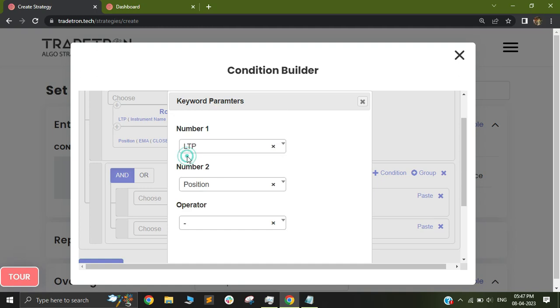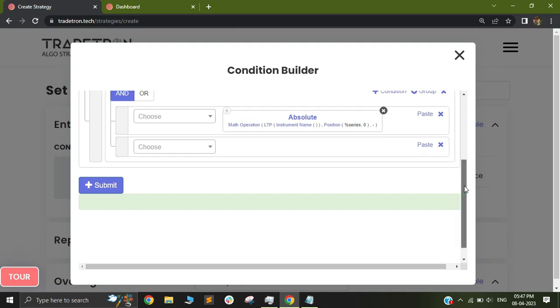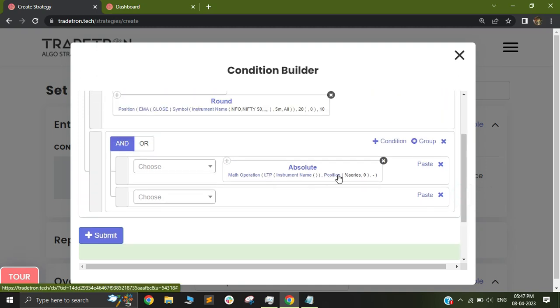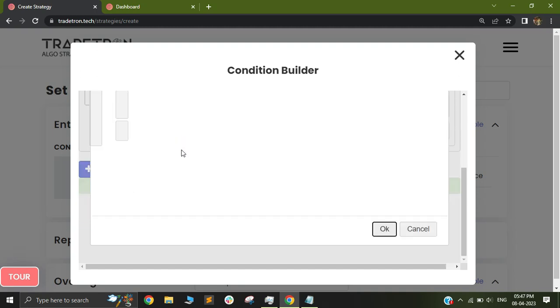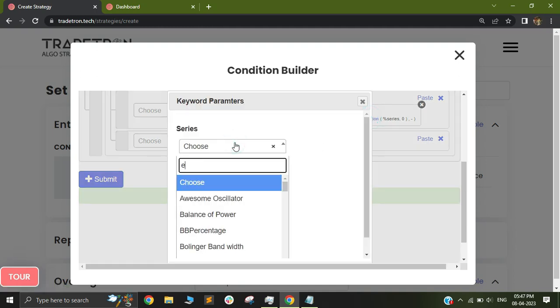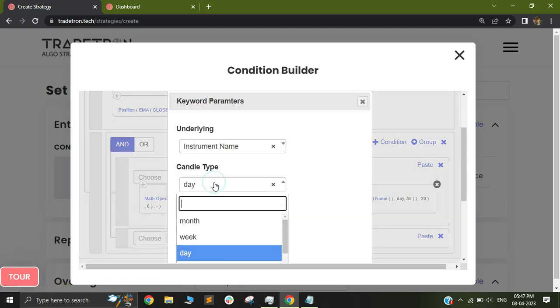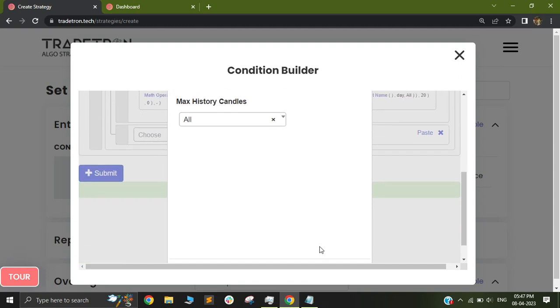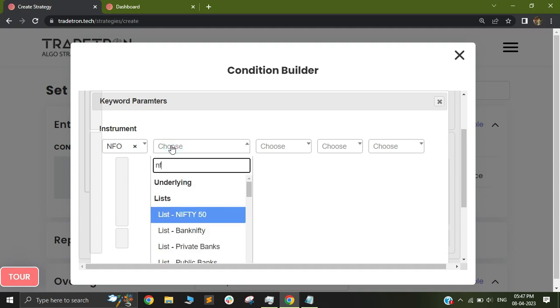I'll select my operator as subtraction. This is checking the difference between them. So if the LTP and the EMA are less than 10 points away, in that case I will take my trade. I'll select my instrument NFO and I'll select Nifty 50 out here. In position, I'll again select EMA as I did above. And now I'll select my symbol as 5-minute candle. And I'll select my instrument name as NFO and Nifty 50.